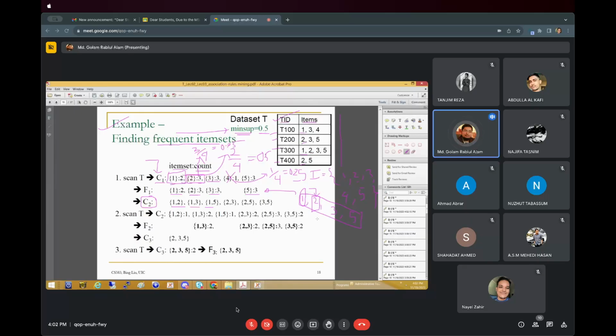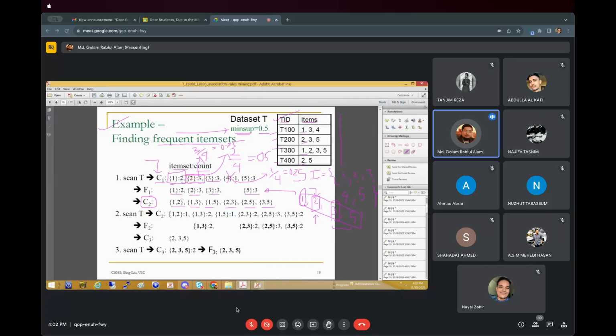Then the next set we can build is 2 and 3. We can make these 2 one group, and again 2 and 5 is another group, and then lastly 3 and 5 is another group. So these are the possible sets of 2 item sets from F1.